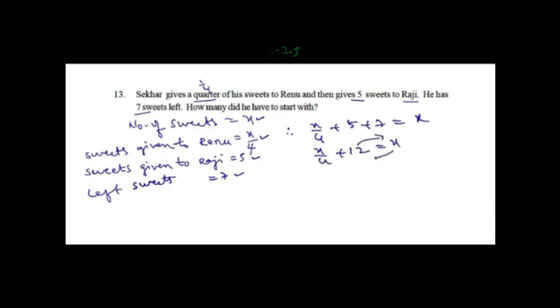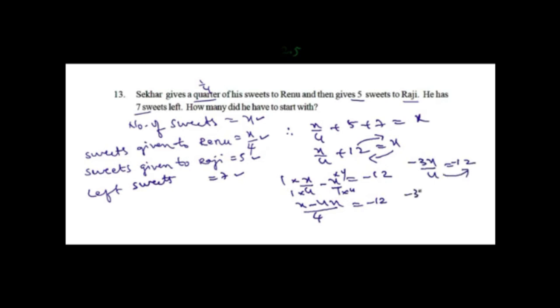Now transfer the x term to the left side and the number term to the right side. So x by 4 minus x is equal to minus 12. Now do the LCM, you are getting 4. So 4 ones are x, minus 1 times 4 is into 4, that is minus 4x, which is equal to minus 12. So x minus 4x, we have minus 3x by 4, which is equal to minus 12. Then transfer to the right side, then minus 3 times x is equal to minus 12 into 4. Then negatives cancel, then 3 times 4 is 12. Then x is equal to 16. Therefore the total number of sweets is equal to 16.